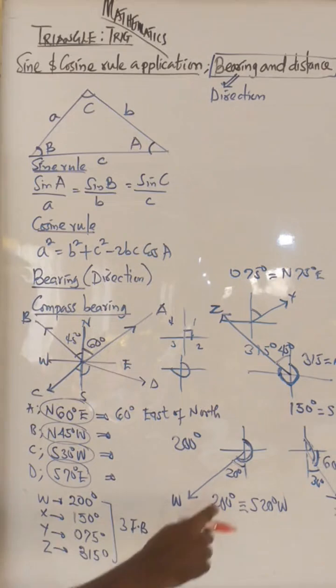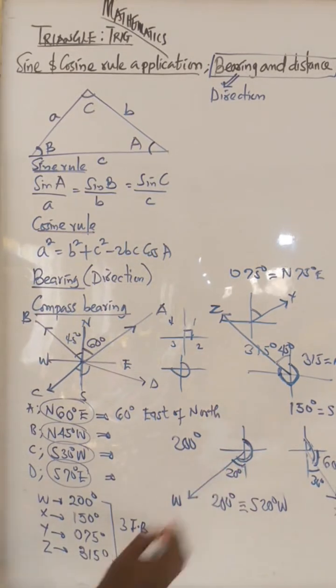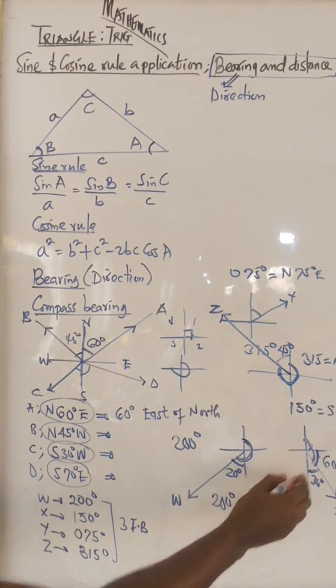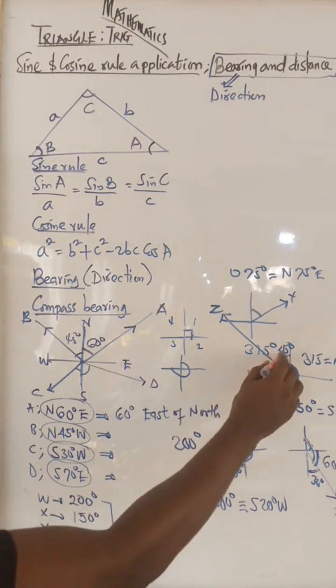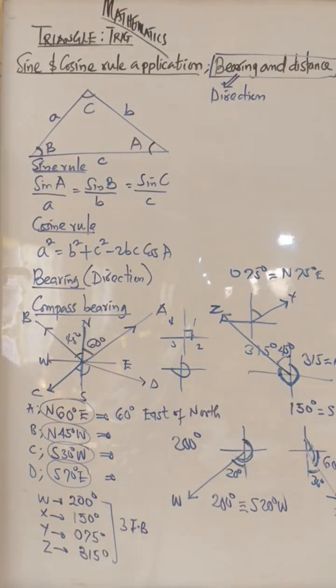Let's check for this one. Okay, this one is correct. This one is to the vertical. This 30 to the vertical here. And this one for 20 to the vertical here. This 75 is to the vertical here. So anytime we are given three-figure bearing, we should know how to convert it to compass bearing.